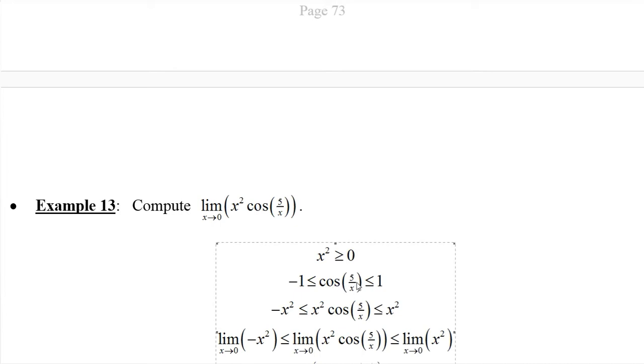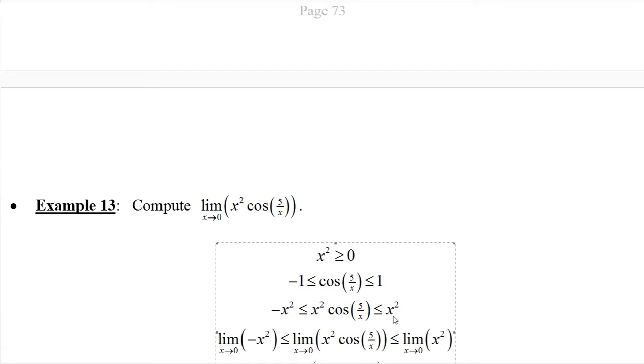Everywhere this is defined, we know that the cosine of 5 over x is between -1 and 1. x squared is greater than or equal to 0, no matter what. So multiply all three parts by this non-negative number x squared, and we get negative x squared is less than or equal to x squared times cosine of 5 over x, which is less than or equal to x squared. So we have sandwiched our original function in between minus x squared and x squared. Our original function is like the peanut butter sandwiched between these two pieces of bread.